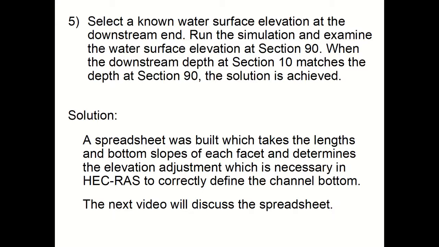So in order to do this, a spreadsheet was built which takes the length and bottom slopes of each facet and determines the elevation adjustment which is necessary in HEC-RAS to correctly define the channel bottom. You can then take the elevation adjustments, which are shown in the spreadsheet, and import them directly into HEC-RAS to simply enter the cross sections. So the next video will discuss the spreadsheet.